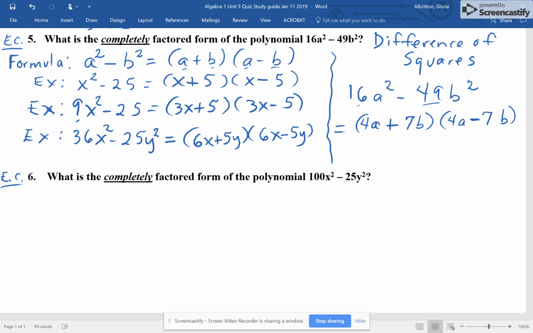What is the completely factored form of the polynomial 100x squared minus 25y squared? So let's get the two binomial factors. 100 is a perfect square. We get 10 times 10. X squared gives us x times x. 25, 5 times 5, and y squared is y times y. One is positive, one is negative. And we are done. So I'm hoping that you will at least try the extra credit.